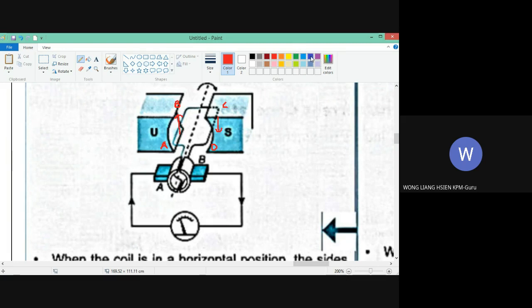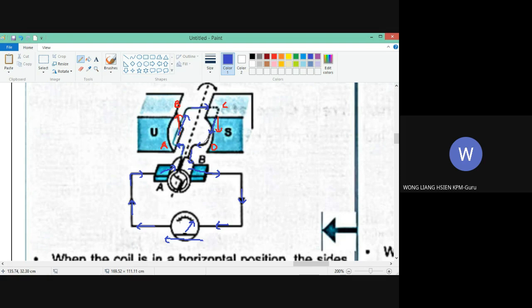So the direction of the induced current is this direction. It goes here, here, here, and this direction. So again, here there is a problem. The direction of the galvanometer should point here. And then the current flows this direction, from the carbon brush to the commutator, and then goes into the coil in this direction.